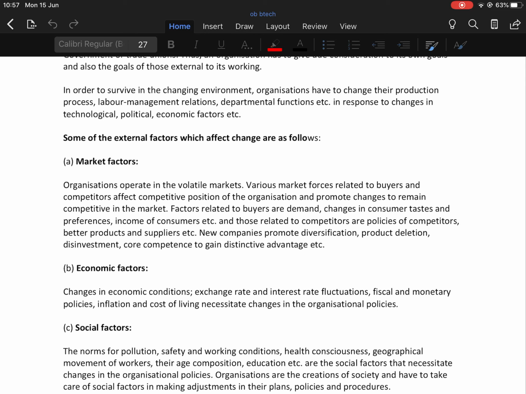Organizations operate in volatile markets. Various market forces related to buyers and competitors affect competitive position of the organization and promote changes to remain competitive in the market. So factors related to buyers are demand, change in consumer taste, preference, income of the consumer, etc. and those related to competitors are policies of competitor, products, suppliers, etc. So new companies promote diversification, product deletion, disinvestment, core competencies to gain distinctive advantage, etc.